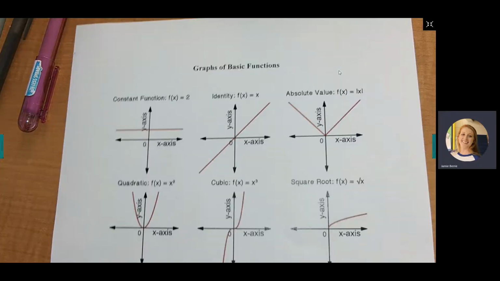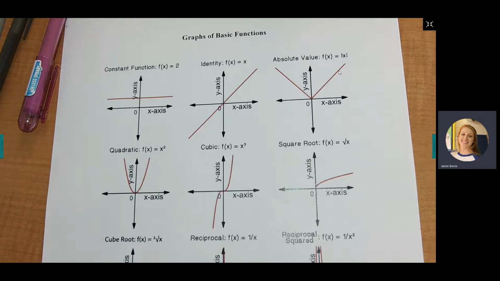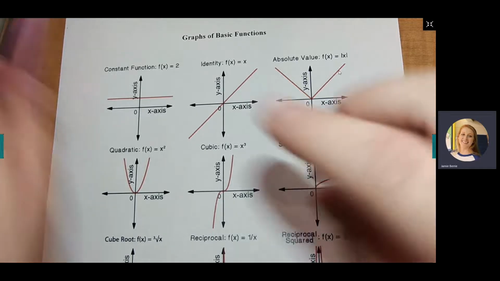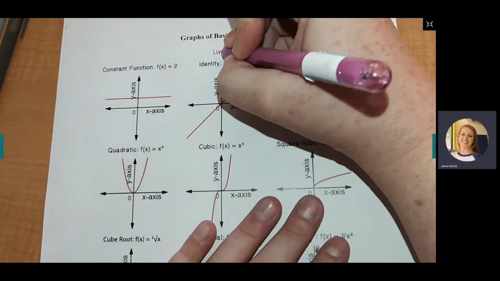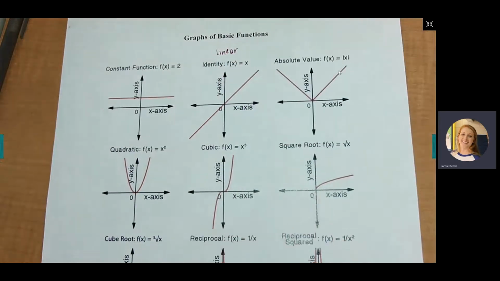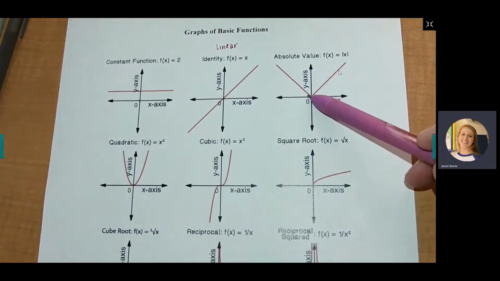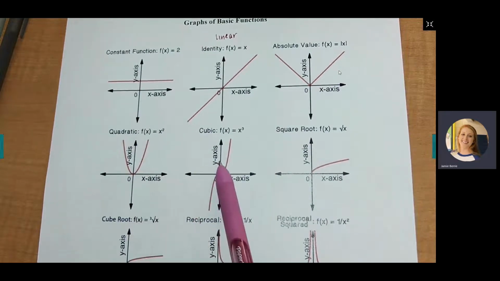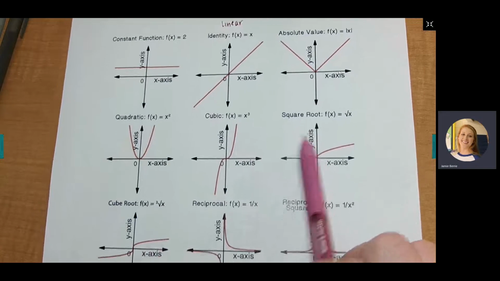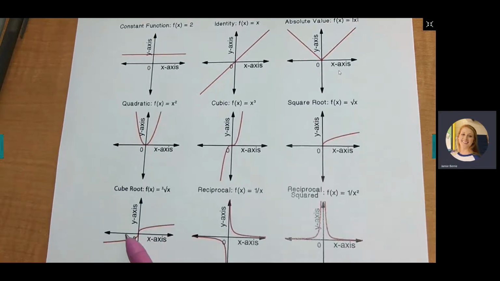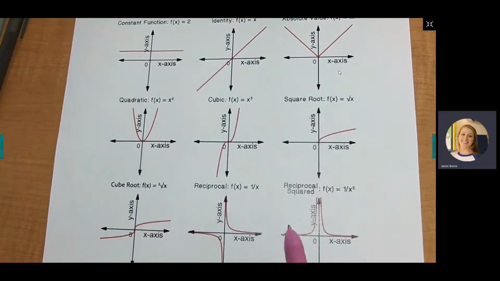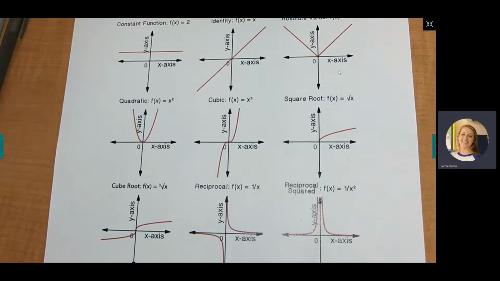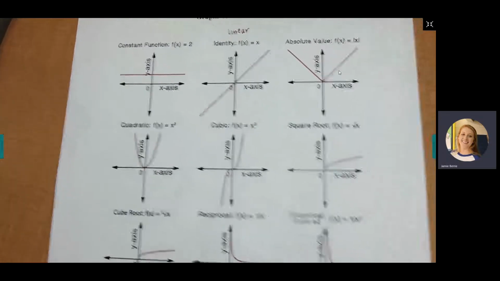Looking at the graphs of basic functions up here at the top left, we have a constant function that's just a horizontal line. Then we have the identity function. This would also be called a linear function. That's what I would call this, a linear function. Then we have the absolute value function, a quadratic, which is f of x equals x squared, a cubic, which is x cubed, and then square root, then a cube root down here, and then these two we use less often. So the reciprocal and the reciprocal squared we use less often.